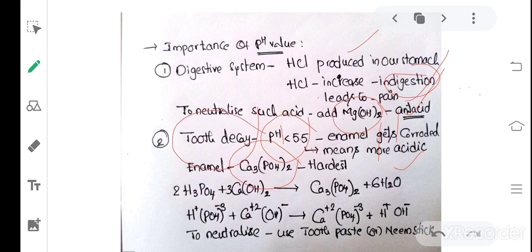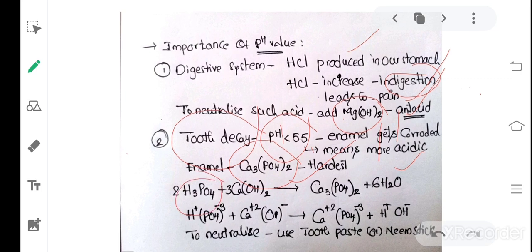When you are eating food particles or sugar, whatever it is, those ingredients stay in the mouth and lead to a decrease in the pH value. It leads to acidic nature. If the pH is less than 5.5, it becomes a strong acid. That strong acid spoils the Ca3(PO4)2, the calcium phosphate enamel. What is Ca3(PO4)2? It forms when H3PO4 reacts with Ca(OH)2, producing Ca3(PO4)2 along with water molecules.